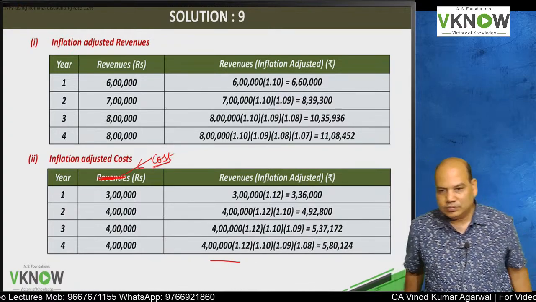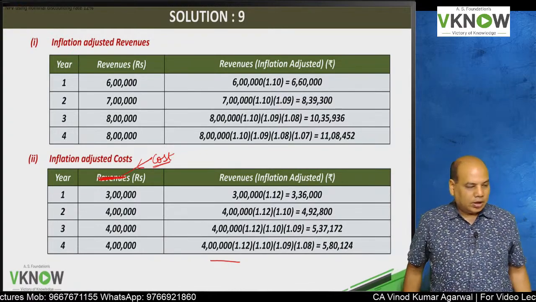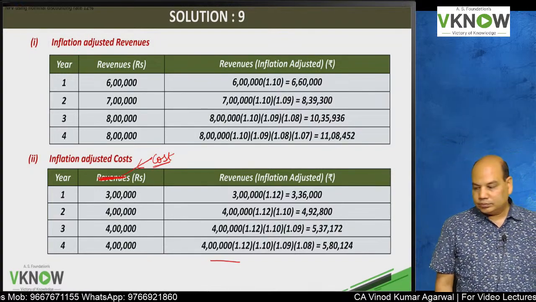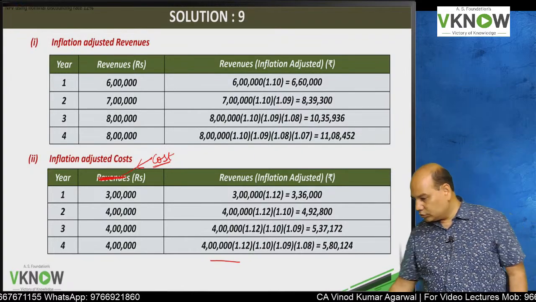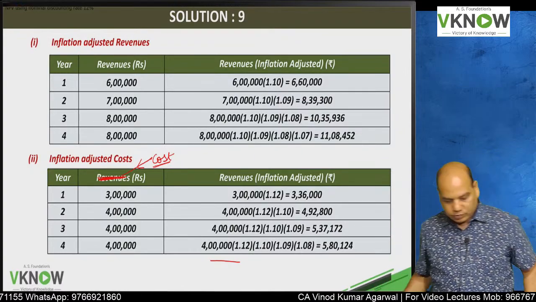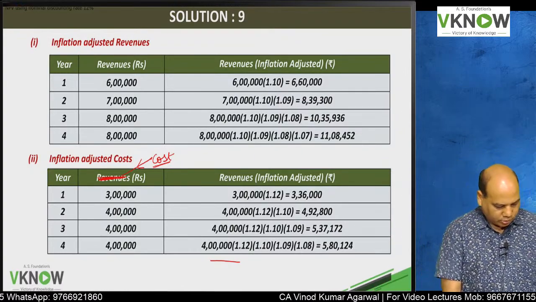Again, fourth year, cash flow is 4 lakh, but the inflation is 8% this time. So you will take 4 lakh into 1.12 into 1.10 into 1.09 into 1.08.